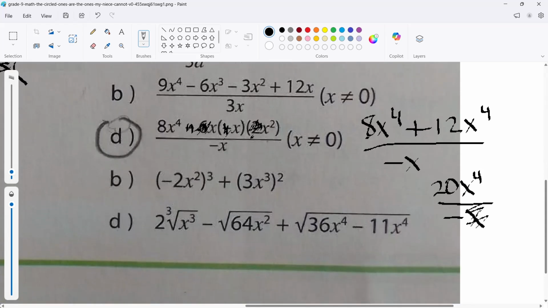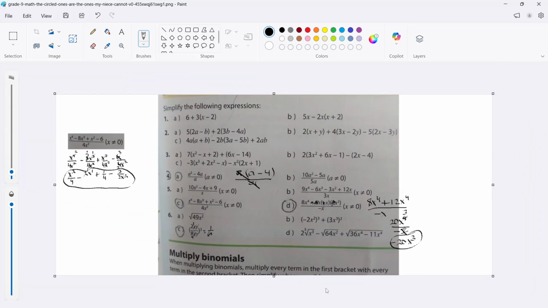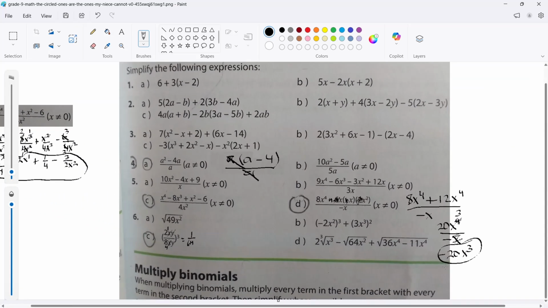This x cancels out with one of those powers, so this is x to the 3rd and minus. So the answer is minus 20x to the 3rd. And that takes care of the circled ones on this simplify the following expressions.